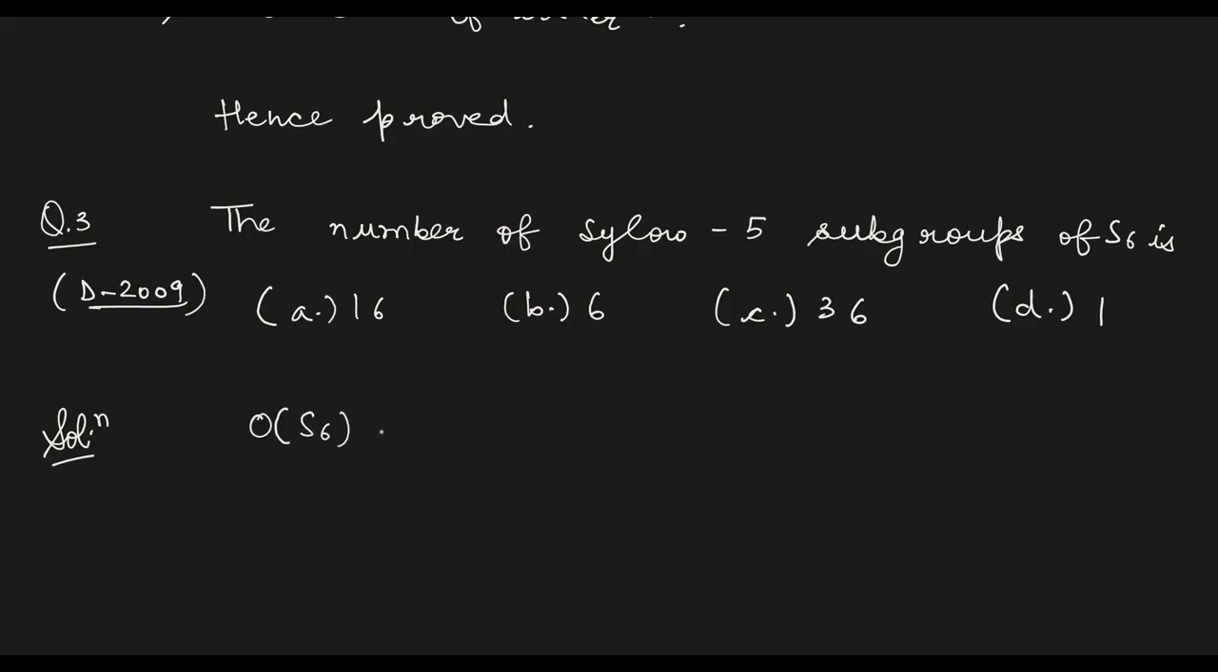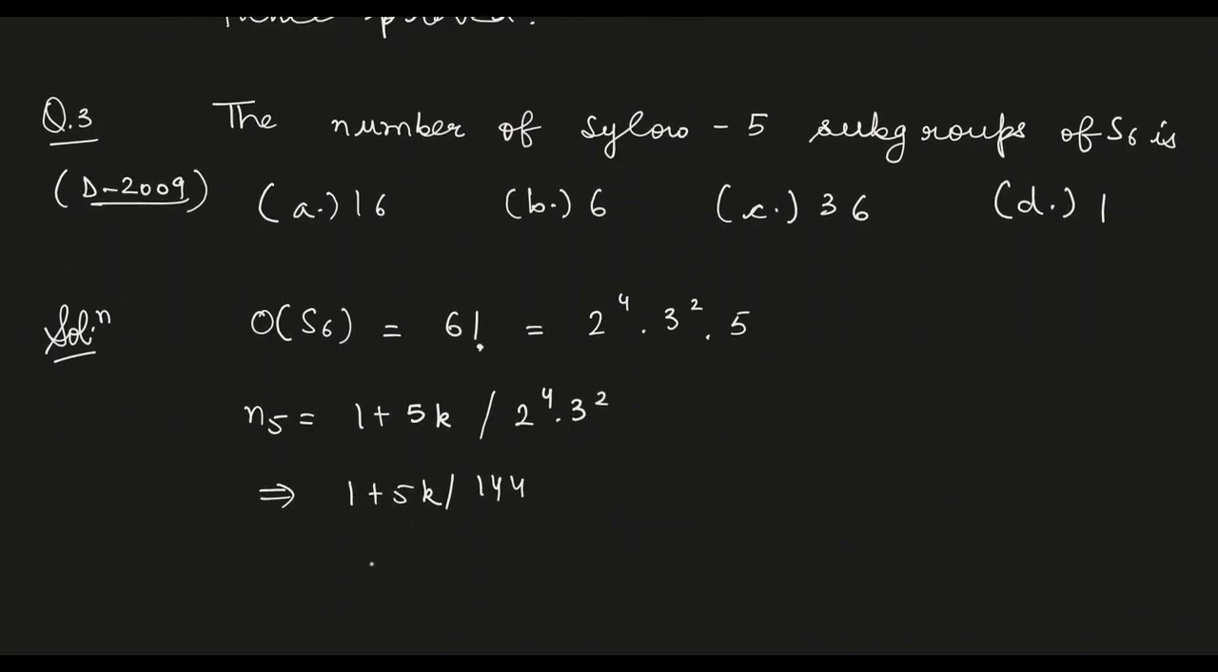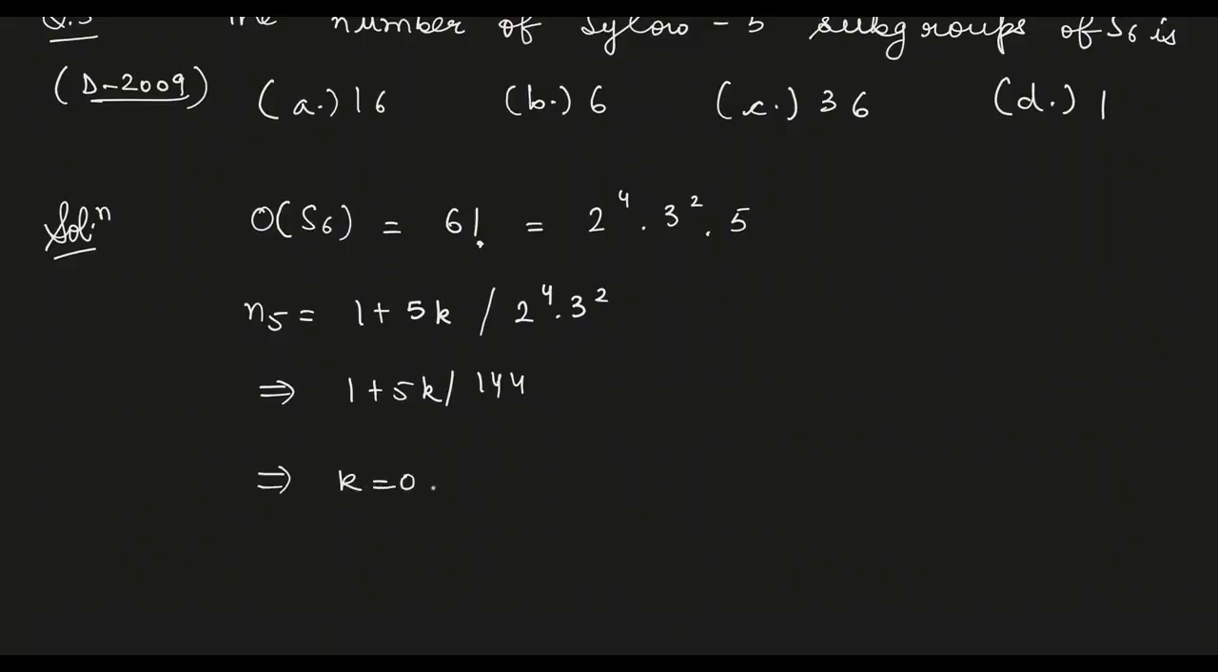So order of S6 is 6 factorial. Its prime factorization will be 2 to the power 4, 3 square, into 5. But I need only the number of Sylow 5-subgroups. So N5 is 1 plus 5k, which divides 2 to the power 4 into 3 square, meaning 1 plus 5k divides 144. So k can be 0, 1, 3 or 7. Accordingly N5 can be 1, 6, 16 or 36.